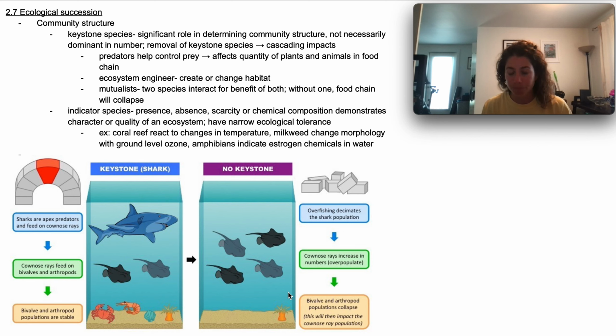And there's a couple other examples. Another wonderful one are amphibians. Generally they indicate estrogen chemicals in the water. They're very sensitive to chemicals in the water and toxins, and they will show you whether a river has been polluted or not. And we will get to talk more about that when we do Unit 7, I believe, or Unit 8, which is terrestrial and aquatic pollution. Look forward to that moving forward.